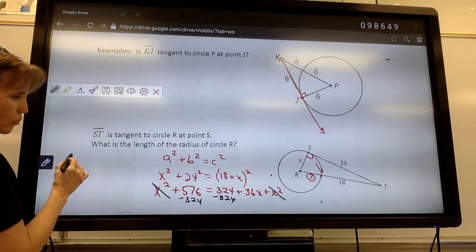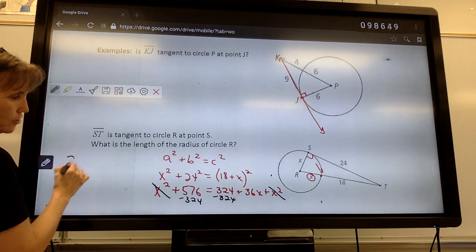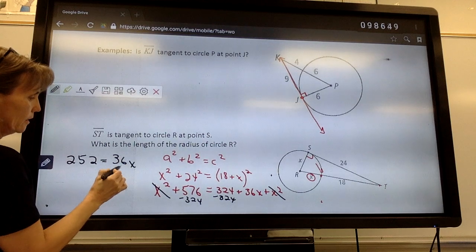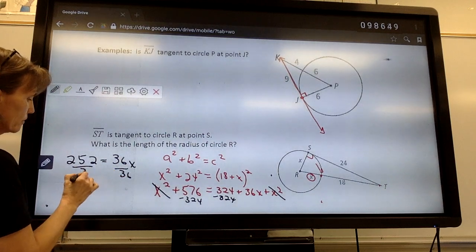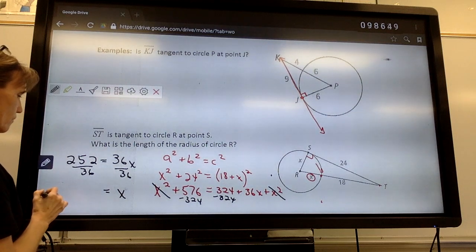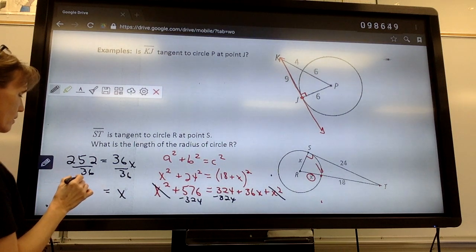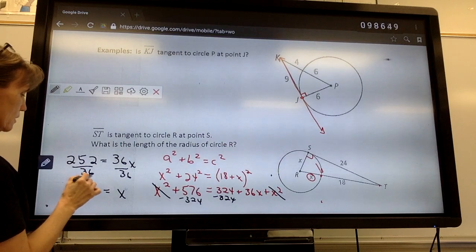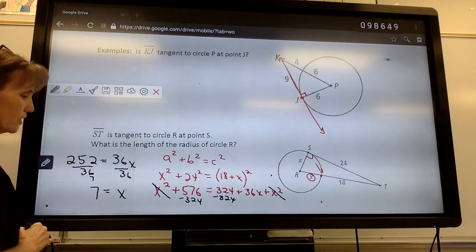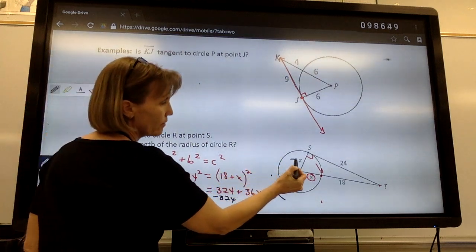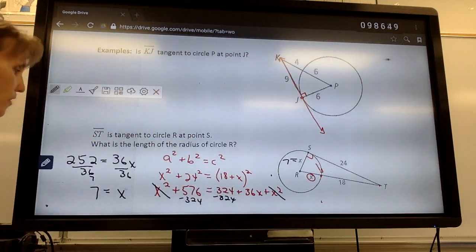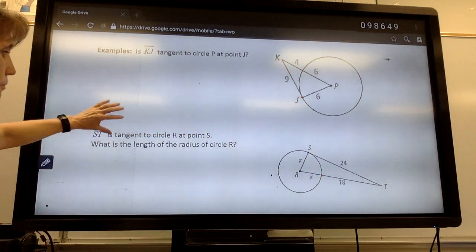So I would end up with 252 equals 36x, and then I could just divide by 36. X is equal to, what would that be? 7? I took it times 7, that'd be 42. Yeah, so x equals 7. So the radius of that is going to equal 7. That makes that 25. 18 plus 7 would be 25. That's better.